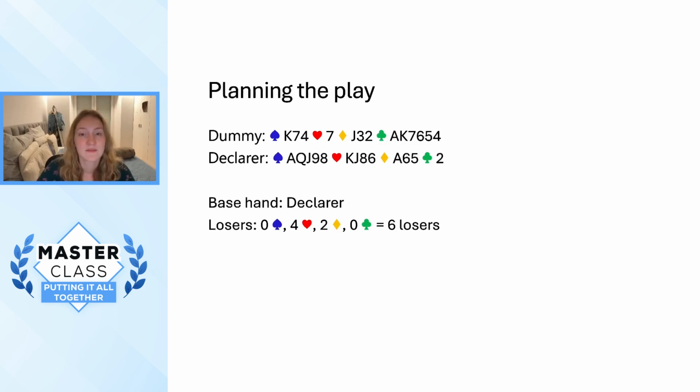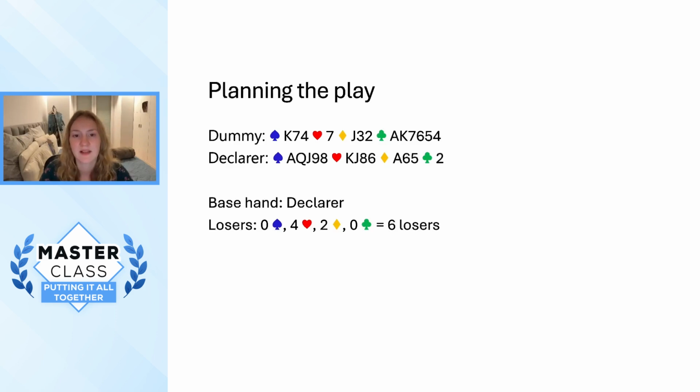In diamonds, the ace will win, then we can play the jack, that will lose, and then we can play the 6 and that will lose. And notice that I'm including the jack as the second highest card, even though it's in the dummy, so it doesn't actually have to be in the base hand. The base hand is the one that's defining the number of times we look at the suit. We look at it 3 times, that's because declarer has 3 diamonds. We look at hearts 4 times because declarer has 4 hearts.